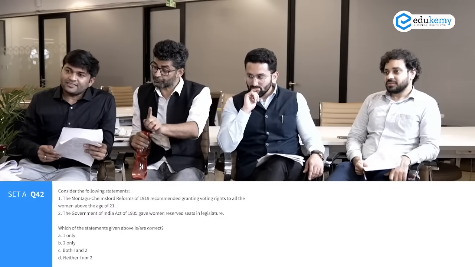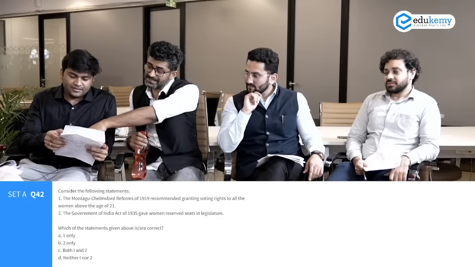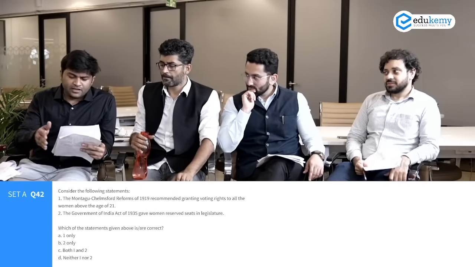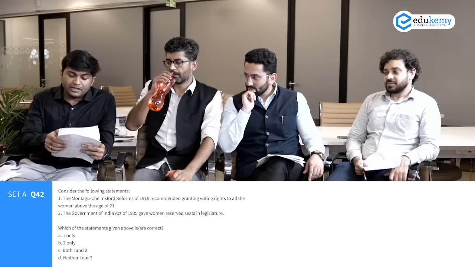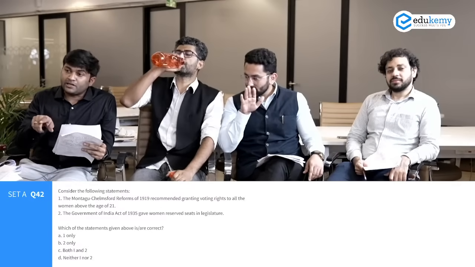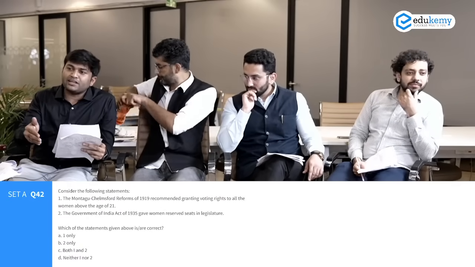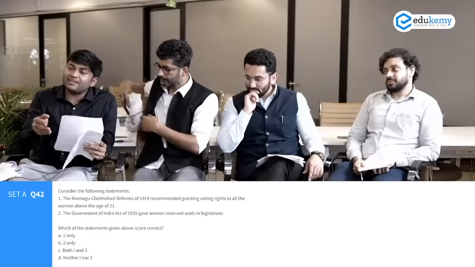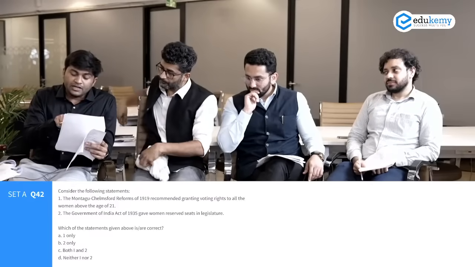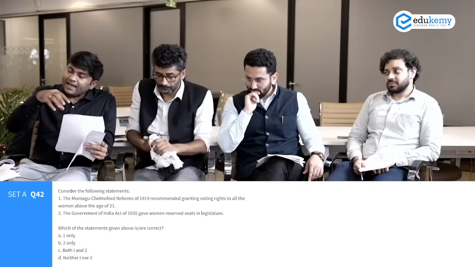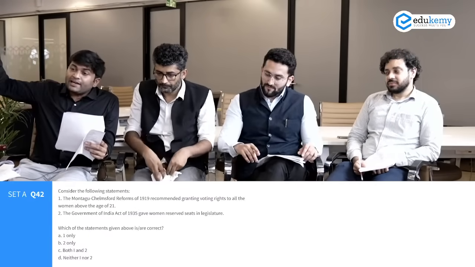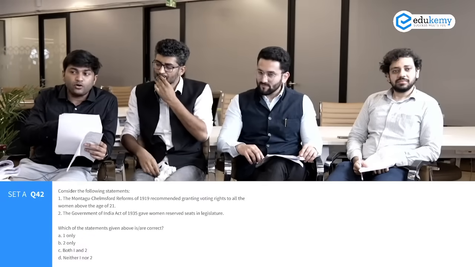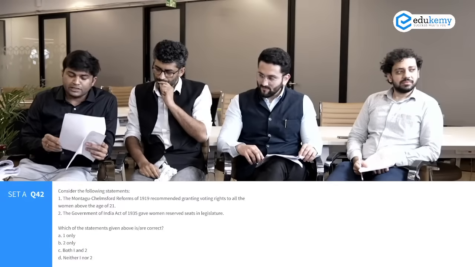Perfect. In this 42nd question, the second statement is quite tricky. The first statement is incorrect, because granting voting rights to all the women had a certain restriction, an eligibility criteria was put there. The second statement is also incorrect, because reserved seats were given in the separate electorate, not directly. So this statement becomes wrong. So the answer is either 1 or 2.